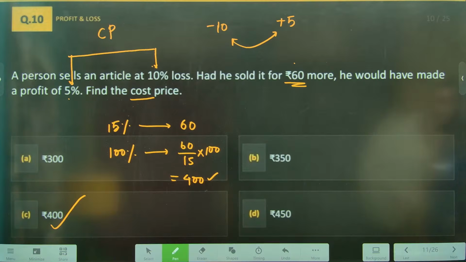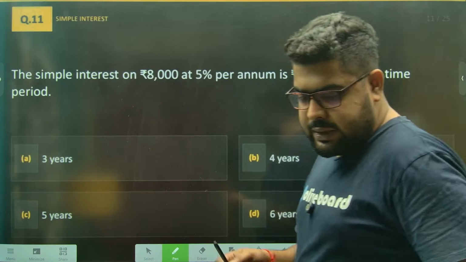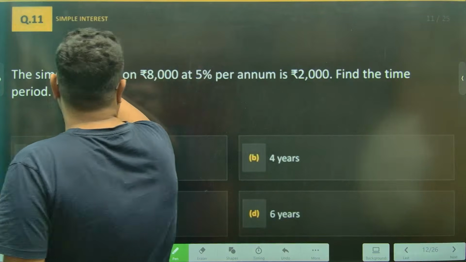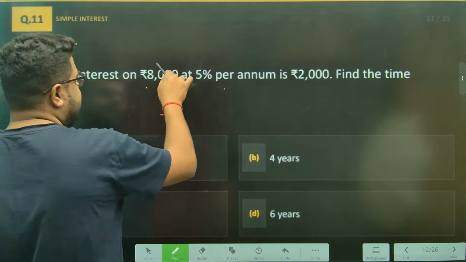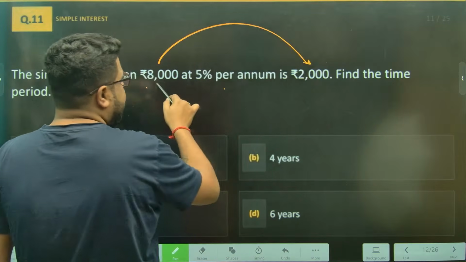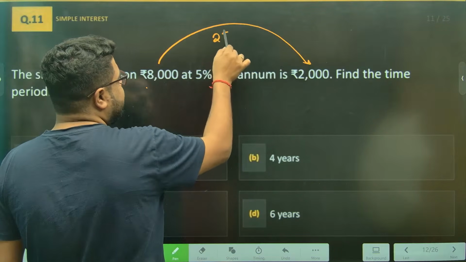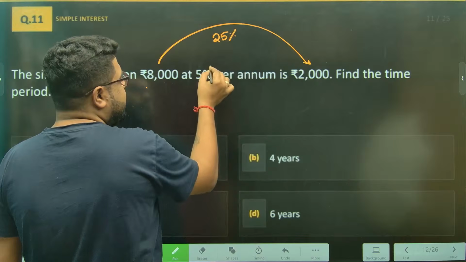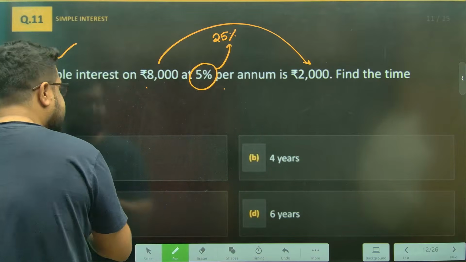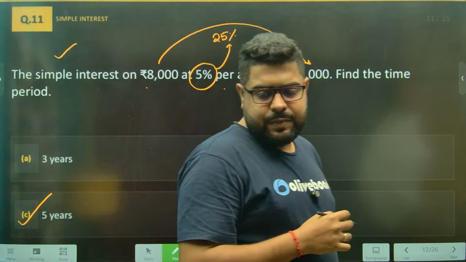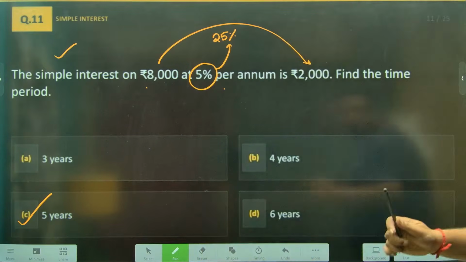Clear, everyone? Chalo, we have solved 10 questions in less than 10 minutes. Next one, sir. Simple interest is this much per annum. Find the time period. This is 1/4, meaning this is 25%. Every year I'm getting 5%. How many years? Time period will be 5 years. 5 5s are 25. You don't need pen and paper.